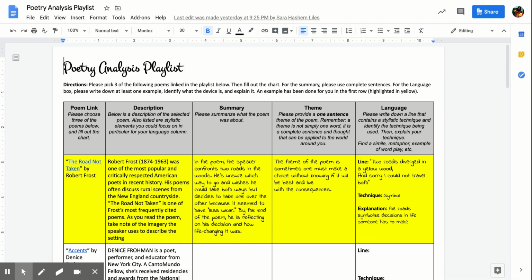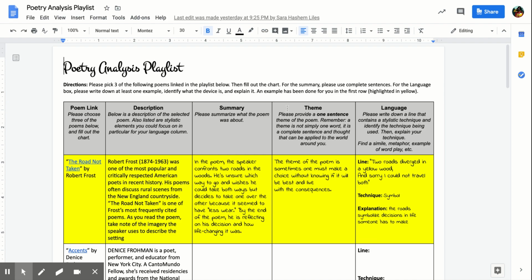So, what we have here are 5 different columns. In the first column, you'll see the name and an author of a poem with a link to the text. And the second column gives you a description of the poem with a little info about the author and his or her focus in their poetry. The third column is blank for you, and you need to provide a 2 to 3 sentence summary of the poem. Summarize what the poem is about and what you think the author wants you to understand.